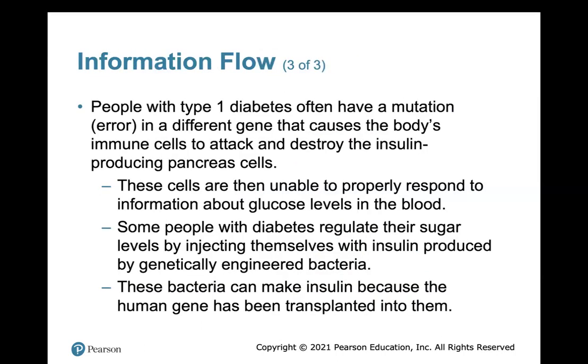People with type 1 diabetes often have a mutation or error in one of their genes, which causes the body's immune cells to attack and destroy their insulin-producing pancreas cells. So we'll talk about information flow and how it can relate to genetic disorders.